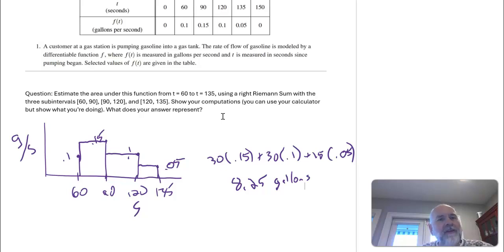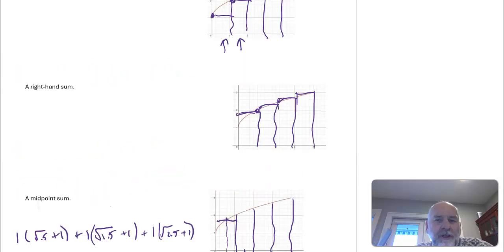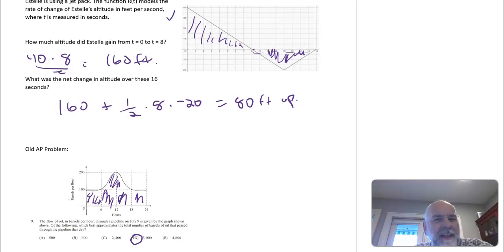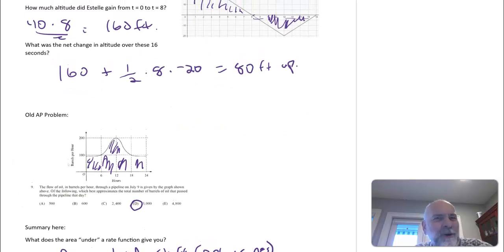I think that's it. So what I want to show you is this idea of what a left, right, and midpoint Riemann sum is. That's estimating area under the curve. And as we saw earlier, you divide it up into partitions, and then, depending on the problem, use one of the different y values for each region in order to find the area of the rectangle that estimates the true area. And the area under a rate function stands for the accumulated stuff.